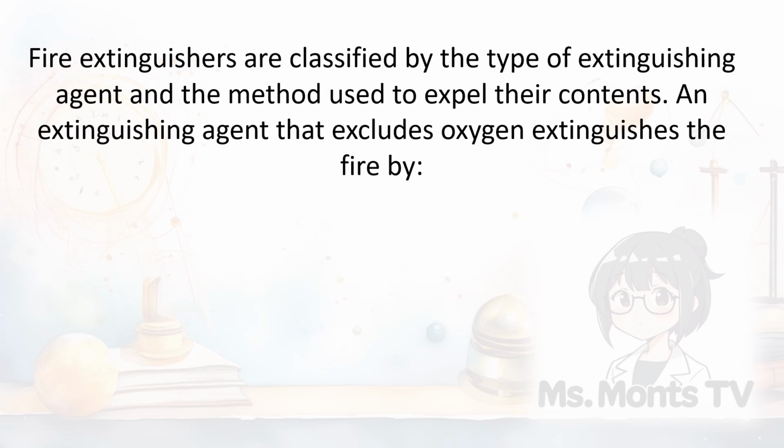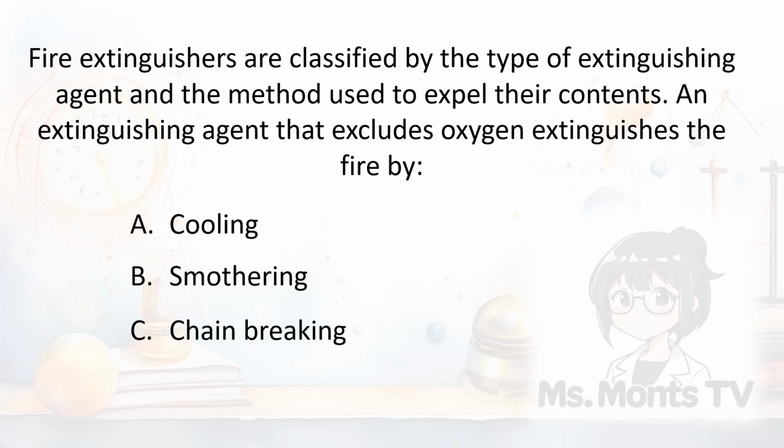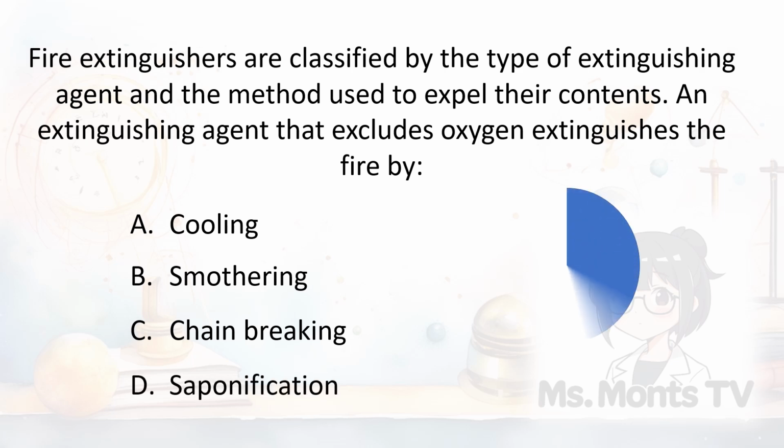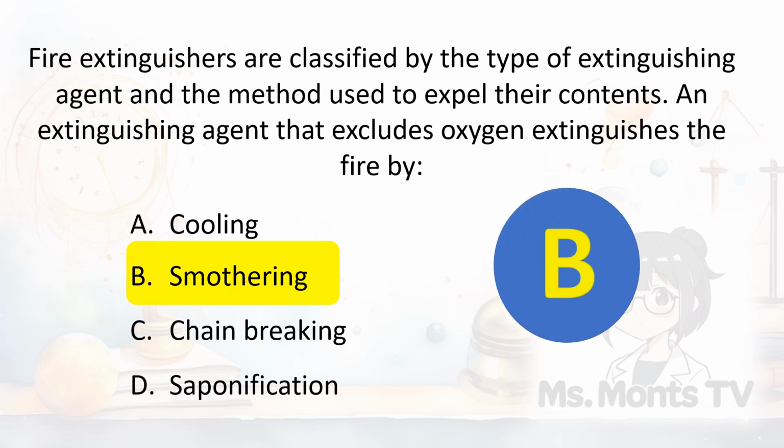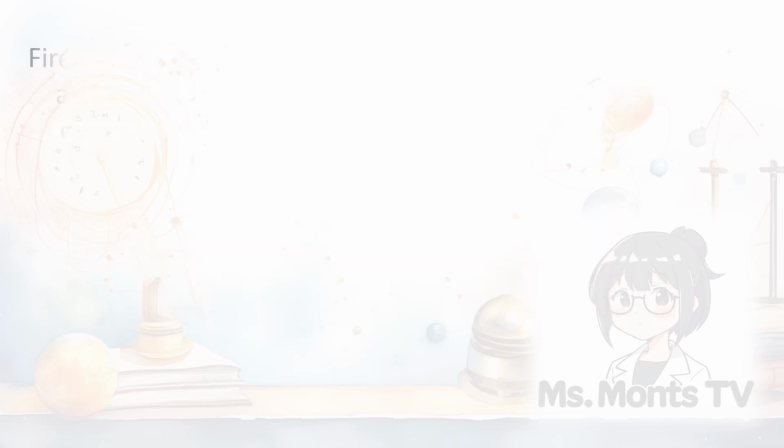Fire extinguishers are classified by the type of extinguishing agent and the method used to expel their contents. An extinguishing agent that excludes oxygen extinguishes the fire by A, cooling, B, smothering, C, chain breaking, D, saponification. Letter B, smothering. So it smothers and excludes the oxygen.